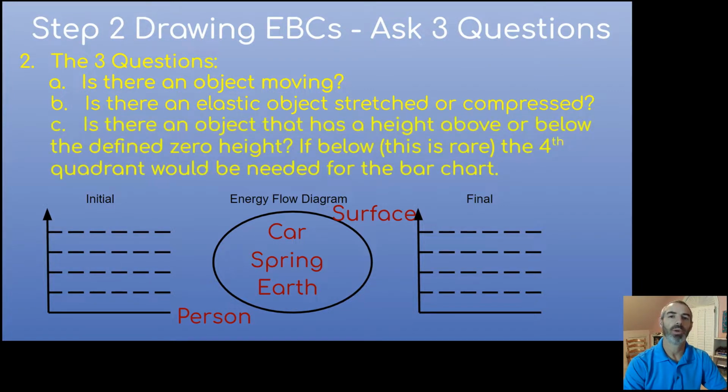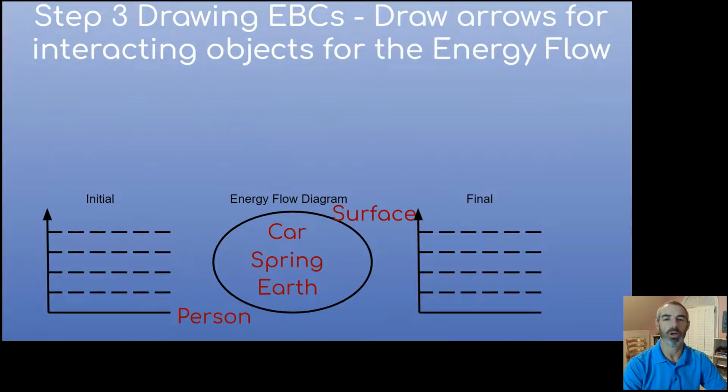Then you're going to ask yourself, do you have an object that is above or below the defined zero? Now, below is a very rare case. That would be an example if you define a desk as zero and there's an object on the floor. In most situations, you're going to define the lowest point in the problem as zero, and anything above that is going to have positive gravitational potential energy. So if you have an object that is above zero, then you're going to label UG and then again draw a bar. So the answers to those three questions would tell you which bars to draw.